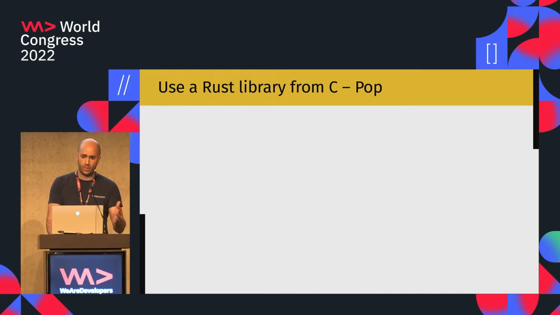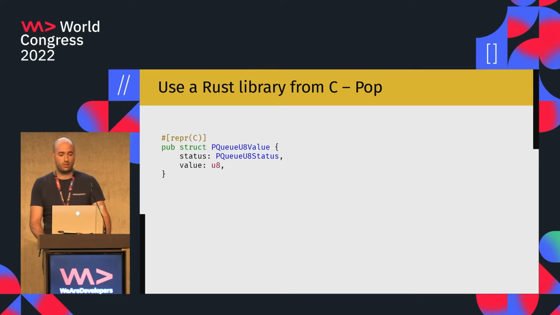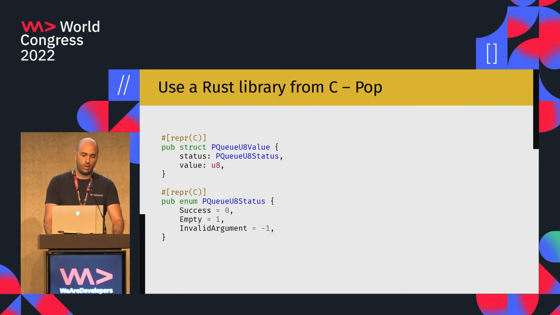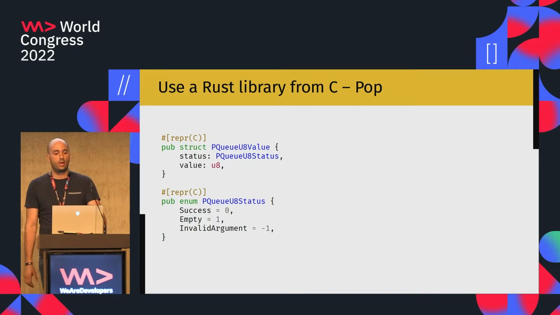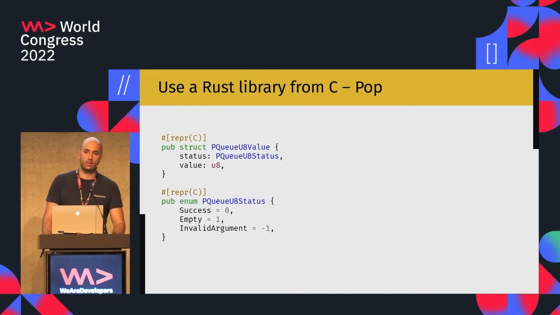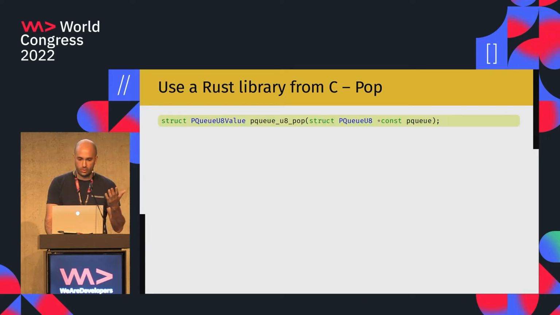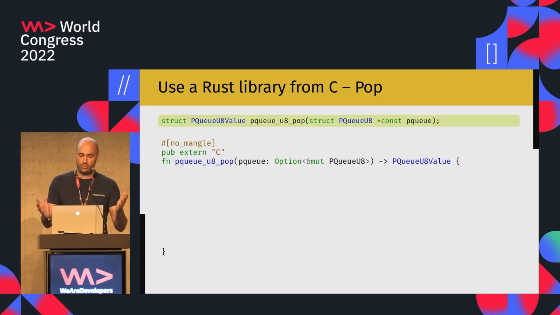All right, let's look at pop. This is the return value struct that we've seen before, and this is the status code enum that we've also seen before. The only difference is that they're implemented in Rust, and they have repr(C) slapped on top of them to be able to pass them by value to the C side. So in the pop implementation, there's nothing really special here except that we return this PQU8 value struct by value.